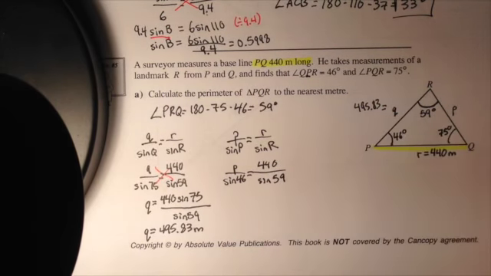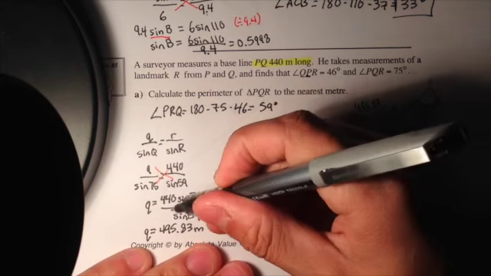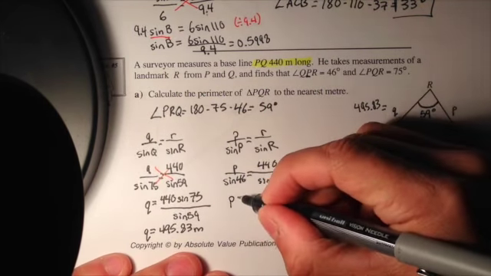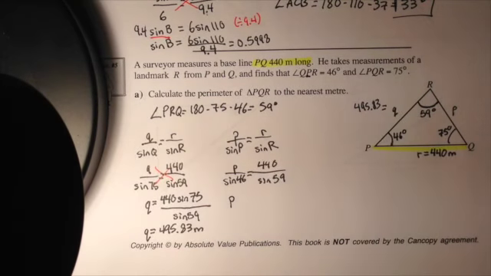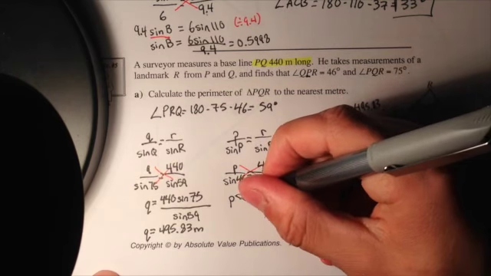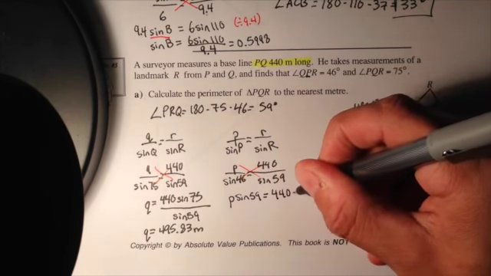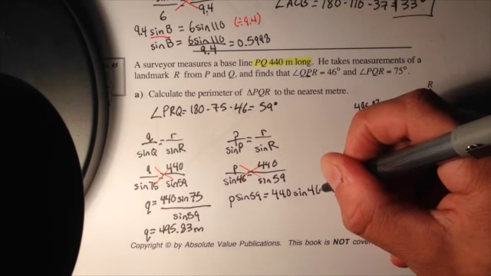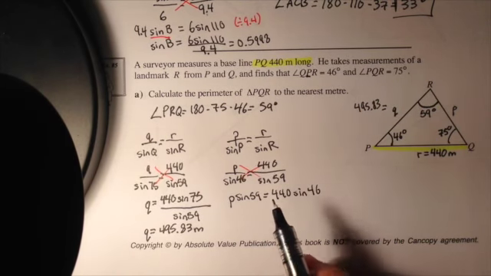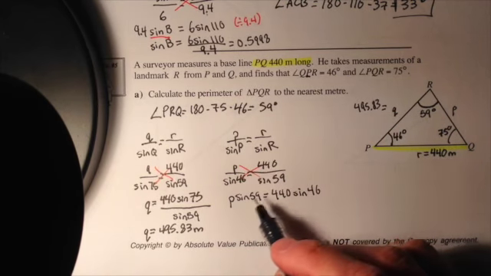And again, I'll do it the long way this time, just so you know how I skipped that step. So P, if we cross multiply the tops and the bottoms, we'll have P sine 59 equal to 440 sine 46. This is what I was saying earlier: I was going to skip that step because I know it cancels out anyway and comes to the other side.